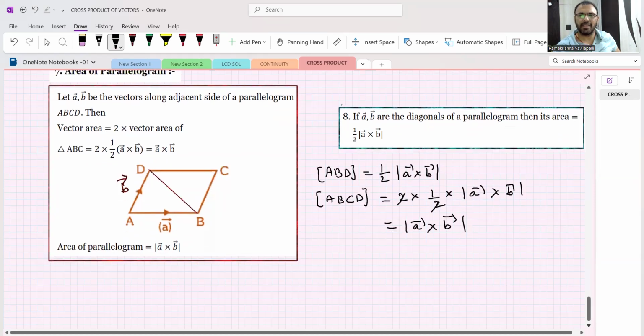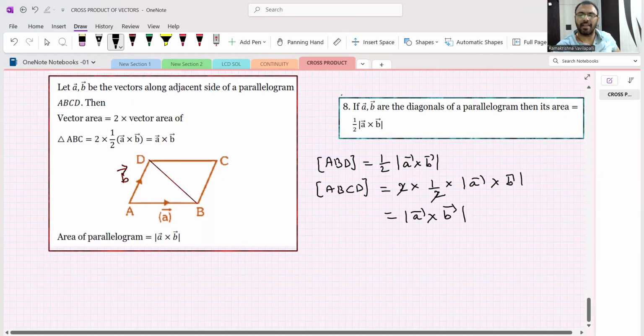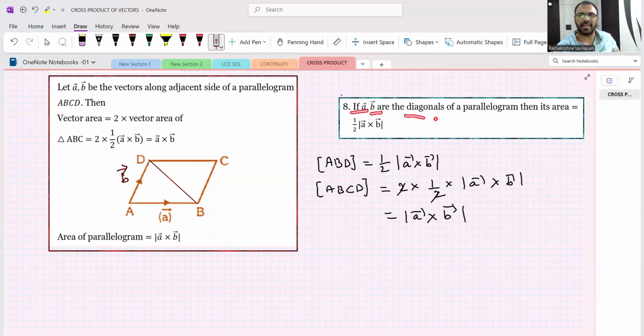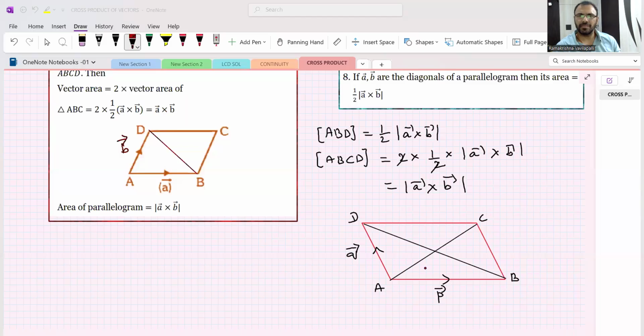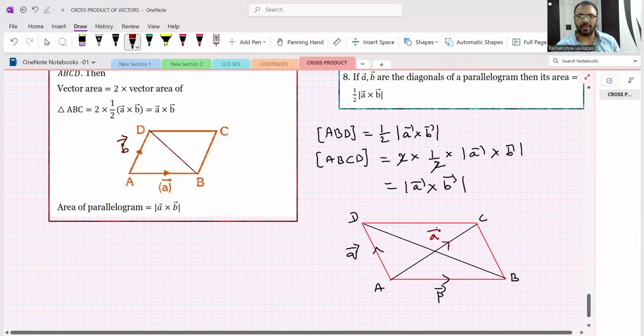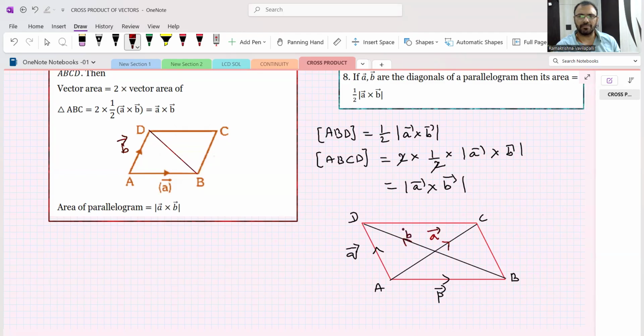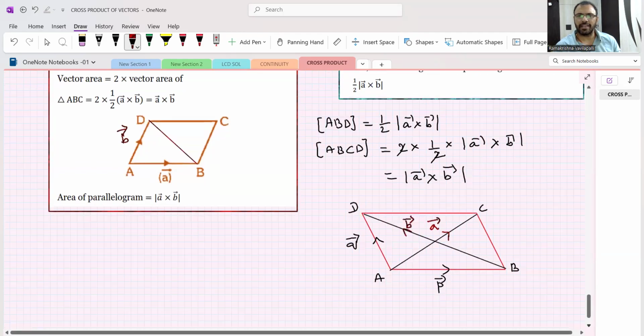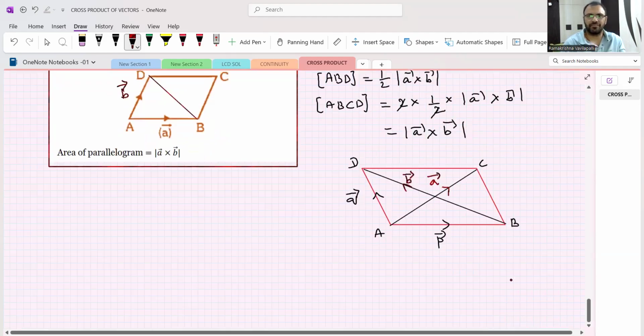There is another formula: when diagonals are given, these A bar, B bar are the diagonals of a parallelogram. Then its area is equal to half of modulus of A bar cross B bar. Well, I'll explain that. Here is a parallelogram whose diagonals are given, one is A bar vector, another one is B bar vector. We want to find out the area of the parallelogram whose diagonals are given.